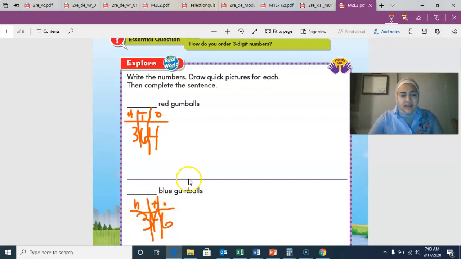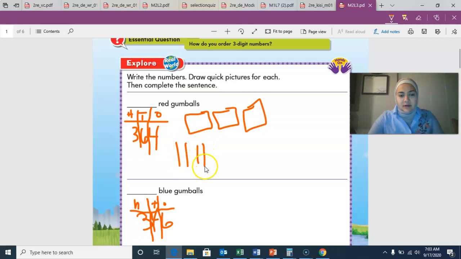Very good. Alright, here we're going to draw how many hundreds? We're going to draw 3 hundreds. We're going to draw 6 tens: 1, 2, 3, 4, 5, 6. We're going to draw 4 ones: 1, 2, 3, 4.